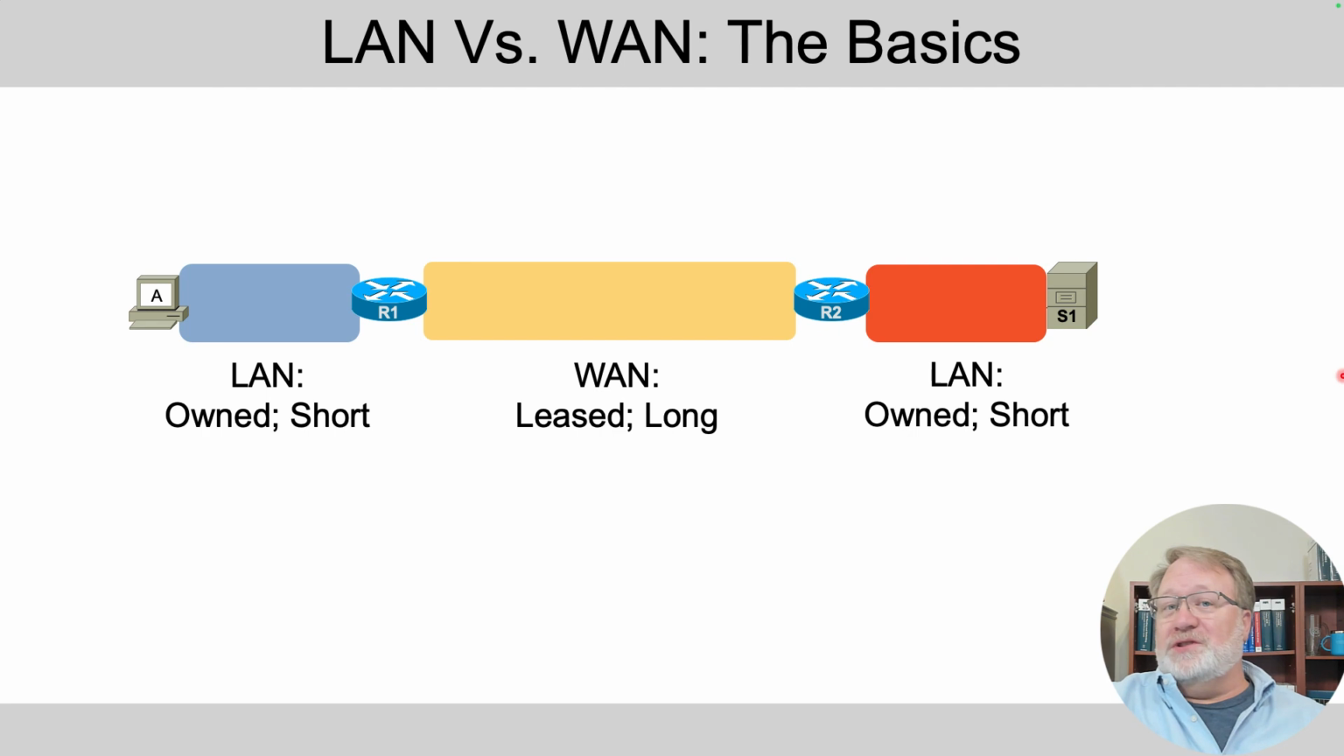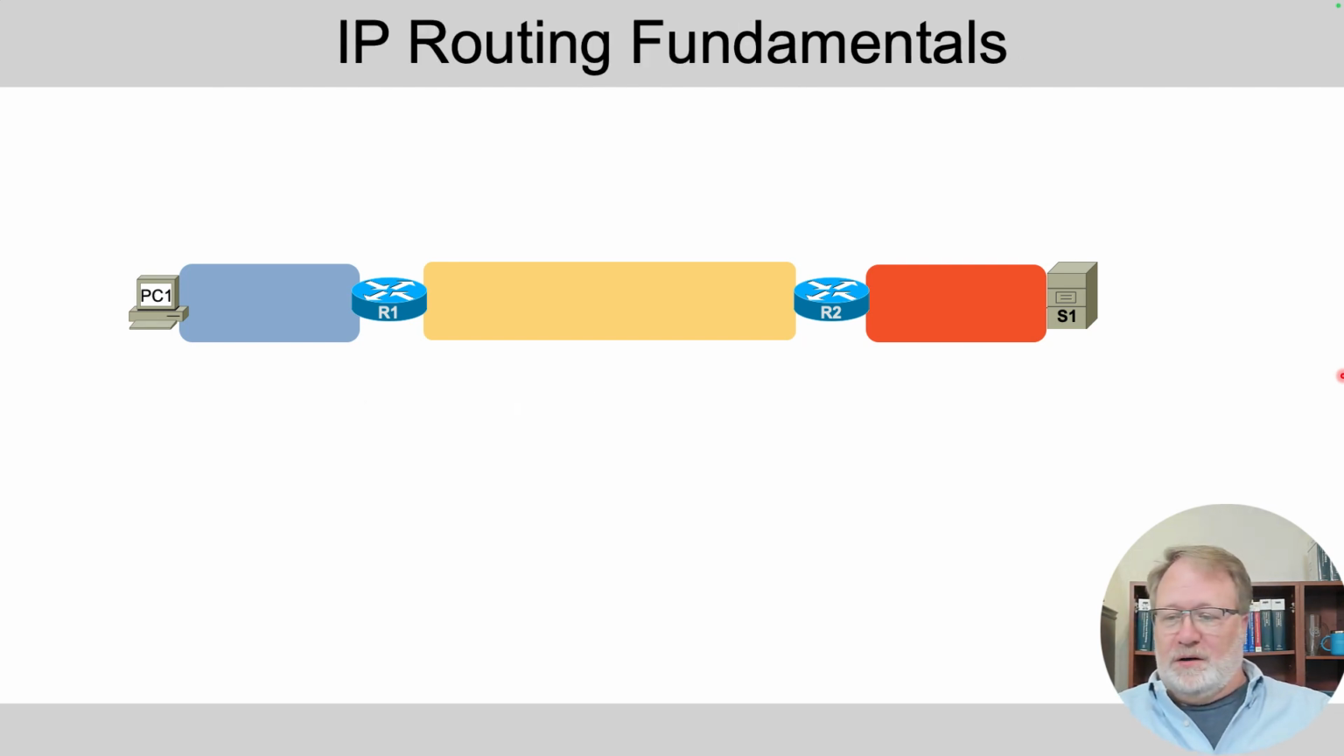The other is that LANs are generally much shorter in length, at least the links are shorter, whereas WAN links can be longer. WAN links could be tens or hundreds, literally even thousands of miles long in some cases, like something that crosses an ocean, whereas LANs tend to be in hundreds of meters, maybe a few kilometers long. Now you'll see diagrams that look like this with routers and hosts connected to LANs and WANs with more details than you see here. But in general, LANs are owned and short, WANs are leased and long.